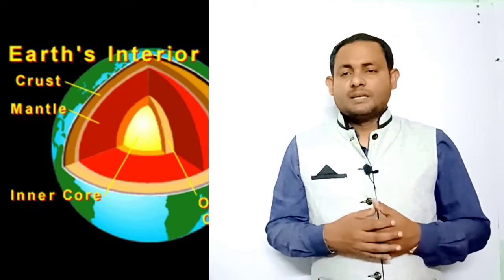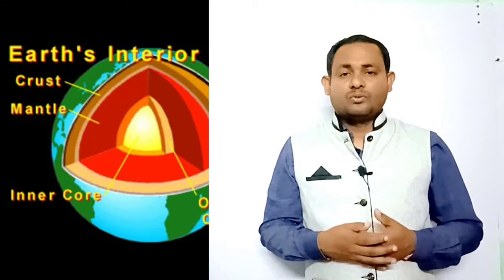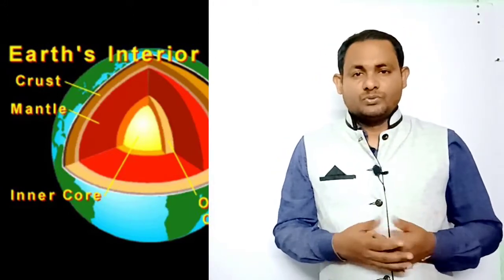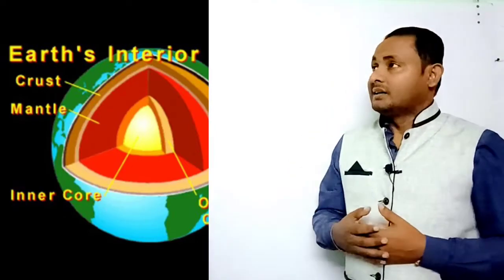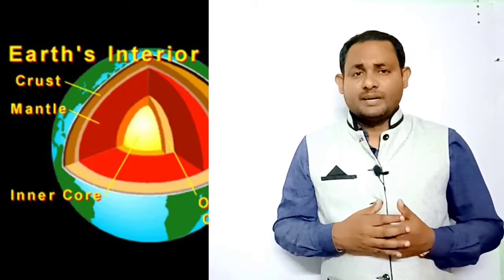And this is the cross section of the earth. There are the crust, mantle, outer core, and the solid inner part. Now the source of information about the interior of the earth. The earth's radius is 6370 kilometers.